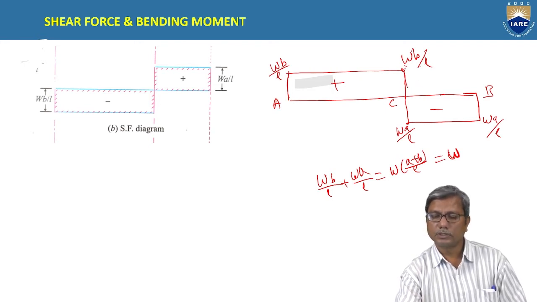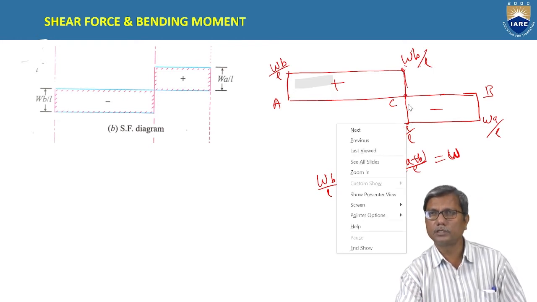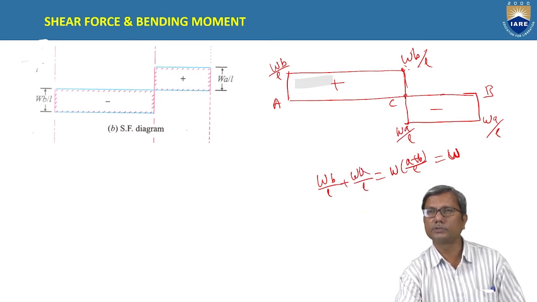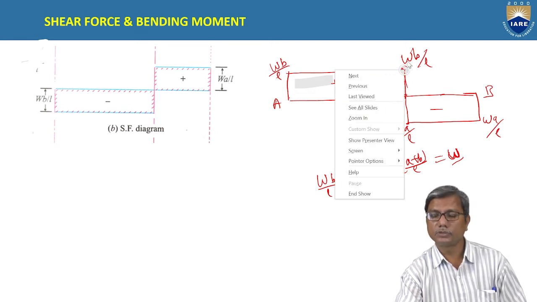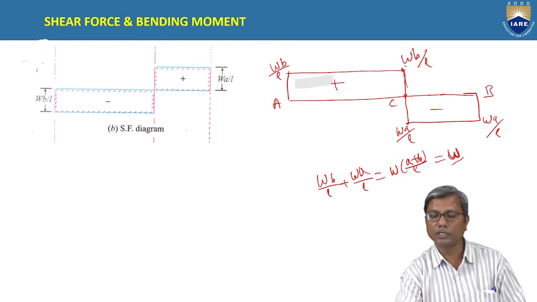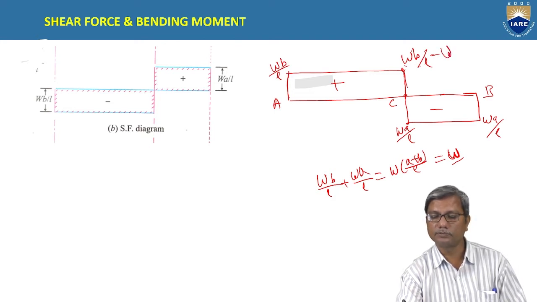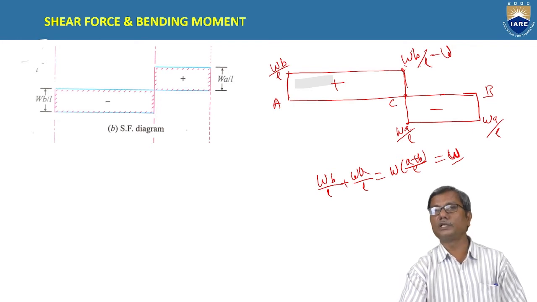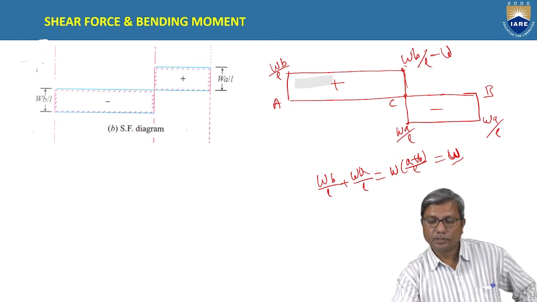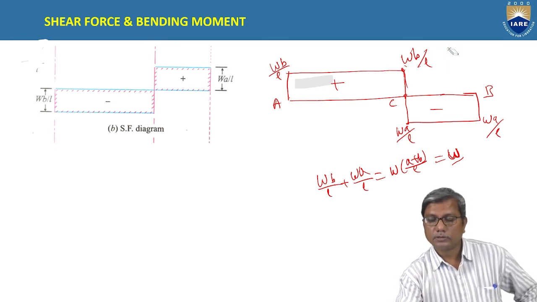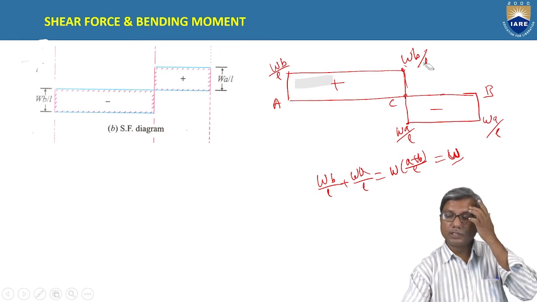So at the point of application of a point load, there will be a sudden drop or sudden rise in the value of shear force by an amount equal to the load acting at that point. Here the shear force varies from plus WB by L to minus WA by L. How will you get this? By subtracting W here. It drops from WB by L to minus WA by L. WA by L is nothing but WB by L minus W.